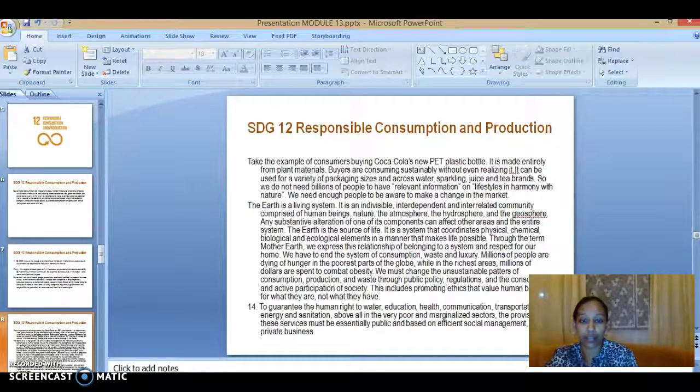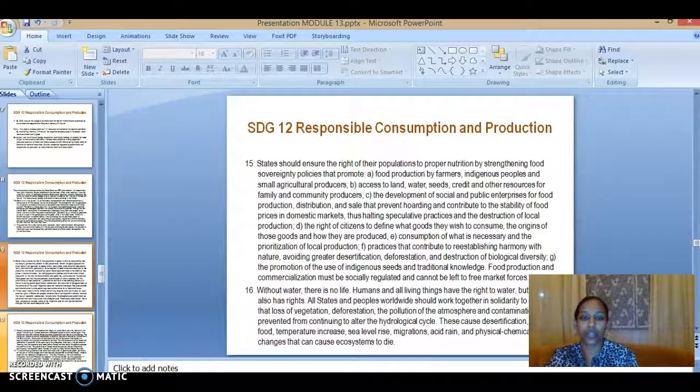The earth is a living system. To guarantee the human right to water, education, health, communication, transportation, energy, and sanitation, above all in the very poor and marginalized sectors, the provision of these services must be essentially public and based on efficient social management, not private business. States should ensure the right of their populations to proper nutrition by strengthening food sovereignty policies that promote: A. Food production by farmers, peoples, and small agriculture producers. B. Access to land, water, seeds, credit, and other resources for family and community producers.